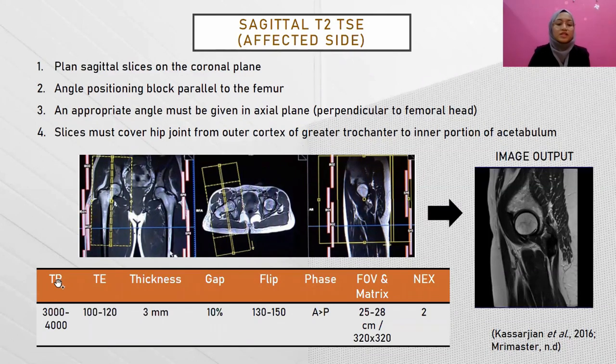And the scanning parameters are TR 3000 to 4000, TE 100 to 120, thickness 3 mm, gap 10%, flip 130 to 150, phase anterior to posterior, FOV 25 to 28 cm, matrix 320 times 320, and NEX 2.